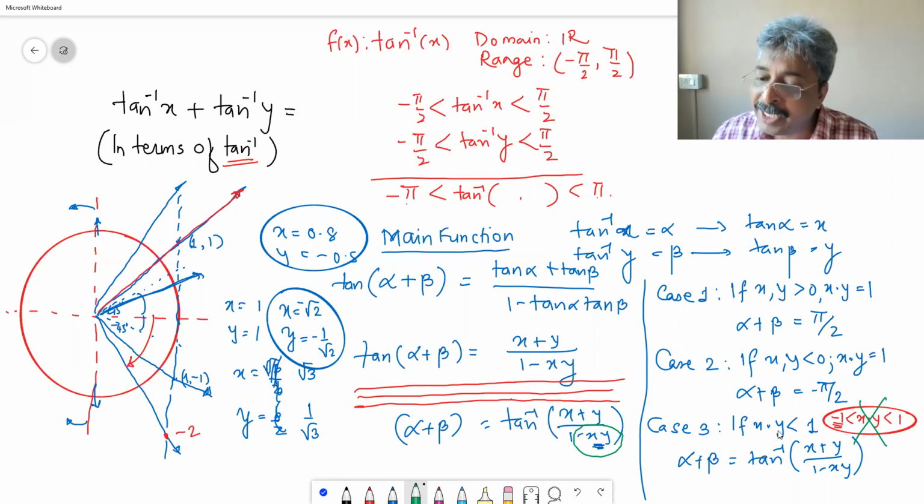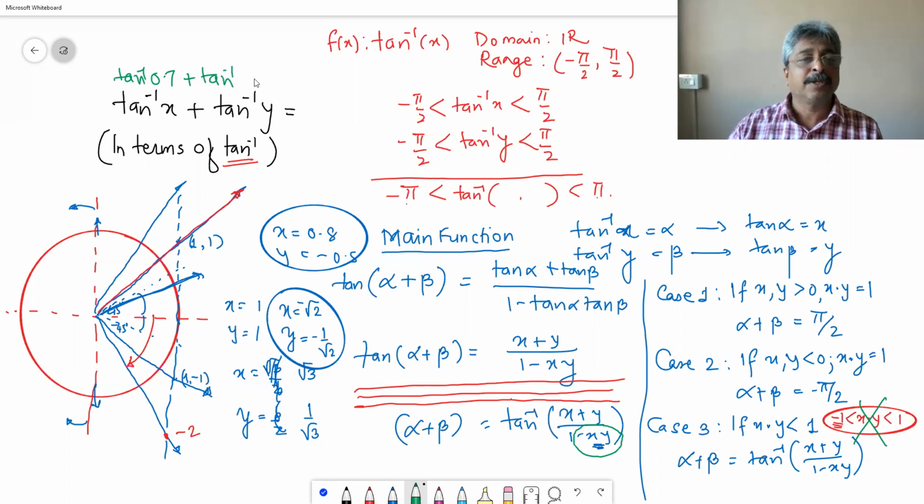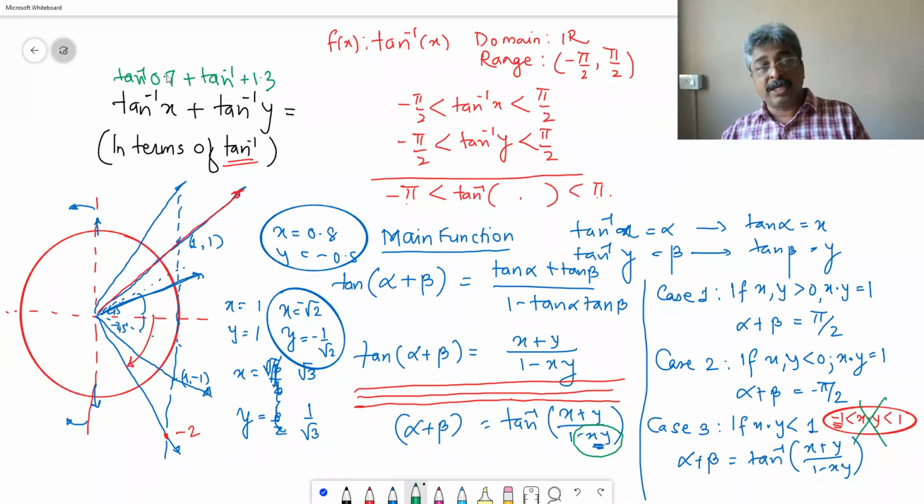And anyway, if x into y is less than 0, that means definitely they are not reaching pi by 2 and minus pi by 2. So this is the important term, x into y. The moment you get the exam, the moment you get a problem, tan inverse 0.7 plus tan inverse minus 1.3, oh, this is a direct formula because the product of them is negative. You will get the main function as it is. However, if you get this positive, then you will have to really figure out whether this quantity is greater than 1 or less than 1 and then go about it.